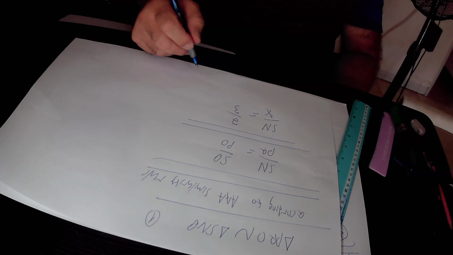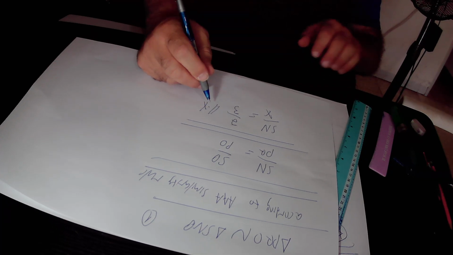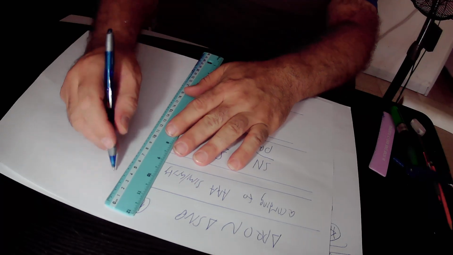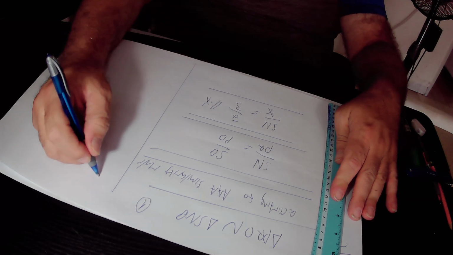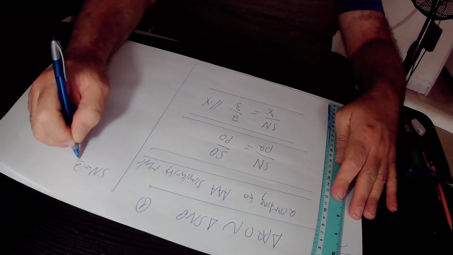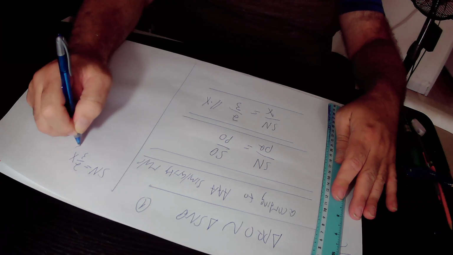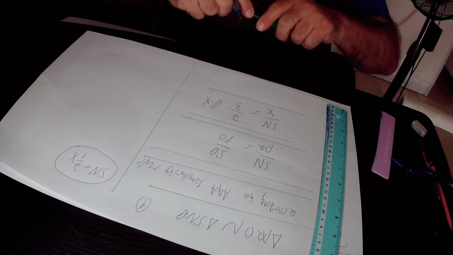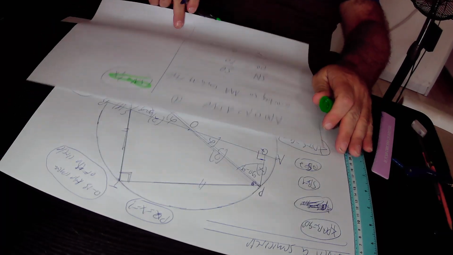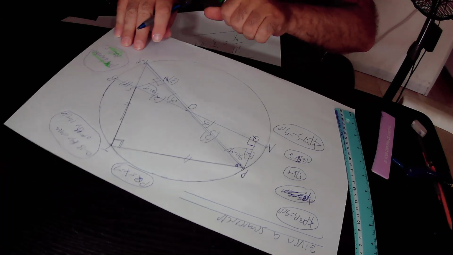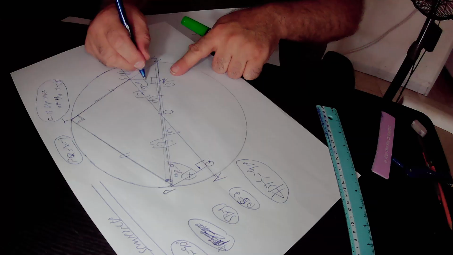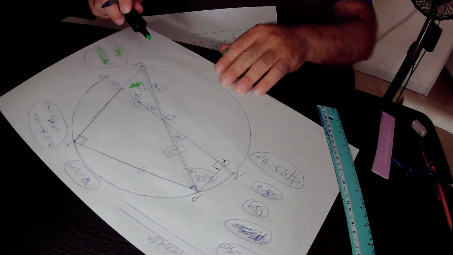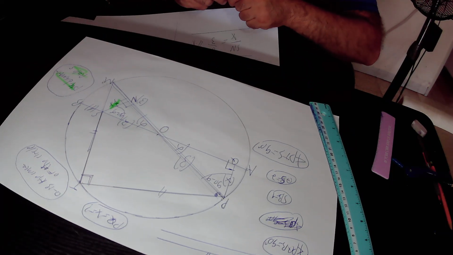Here we will multiply this equation by x, and finally we get that the missing side SN is equal to 2/3 x. SN equals 2/3 x. So we found out that this is the missing side SN, that equals 2/3 x.